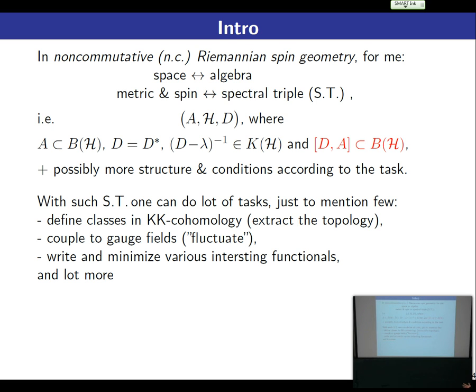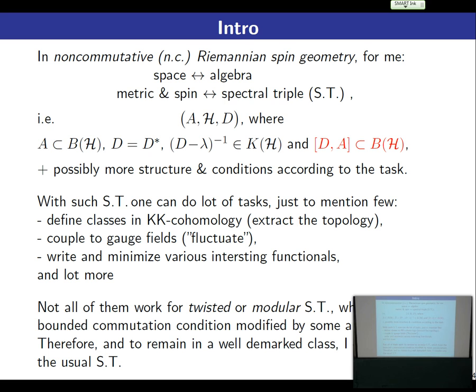Just to mention, define classes in KK homology, extracting the topology, coupled to gauge fields, which was a very important theme of this workshop. So fluctuate such spectral triples, and minimize various interesting functionals and a lot more. Not all of them can be done for so-called twisted spectral triples, for which the only difference is, well, there are various modifications possible, but that there are not commutators, but twisted commutators, twisted with some automorphism of the algebra.